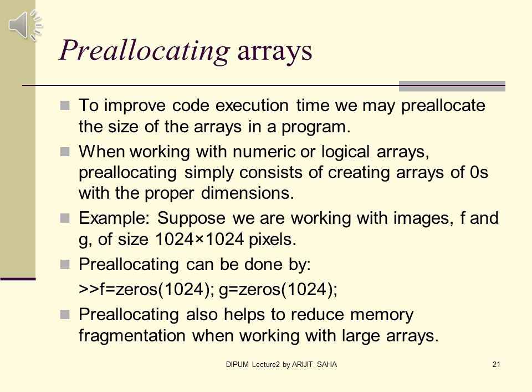Pre-allocating arrays. To improve code execution time, we may pre-allocate the size of the array in a program. When working with numeric or logical arrays, pre-allocating simply consists of creating arrays of zeros with proper dimensions. Example: suppose we are working with images F and G of size 1024 by 1024 pixels. Pre-allocating can be done by F equal to zeros(1024), G equal to zeros(1024). Pre-allocating also helps to reduce memory fragmentation when working with large arrays.